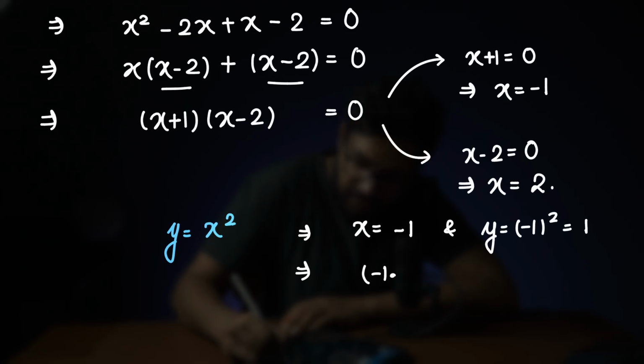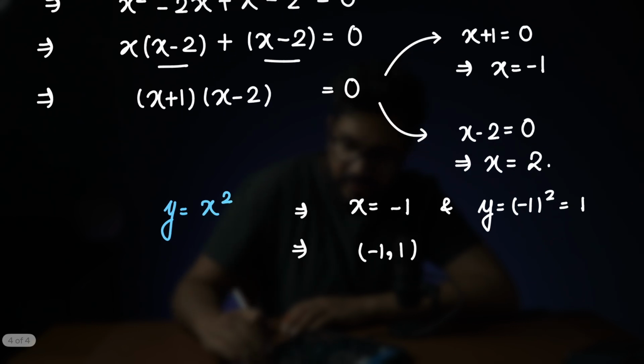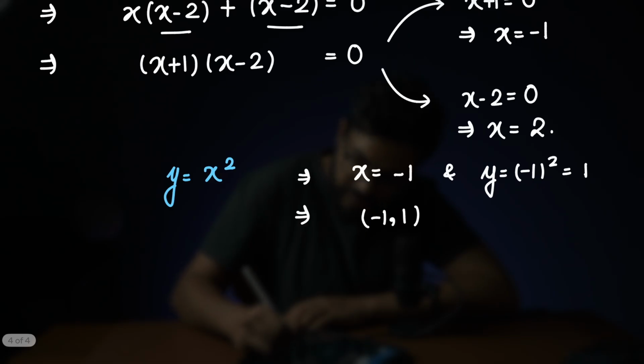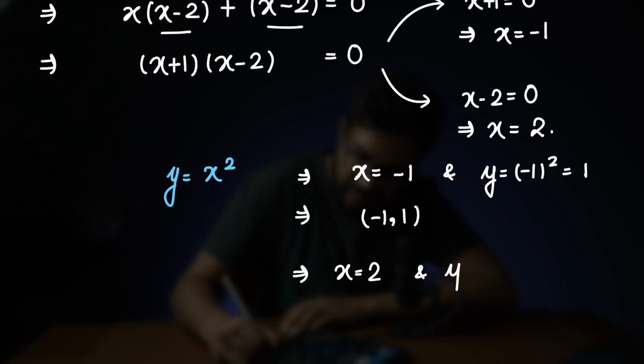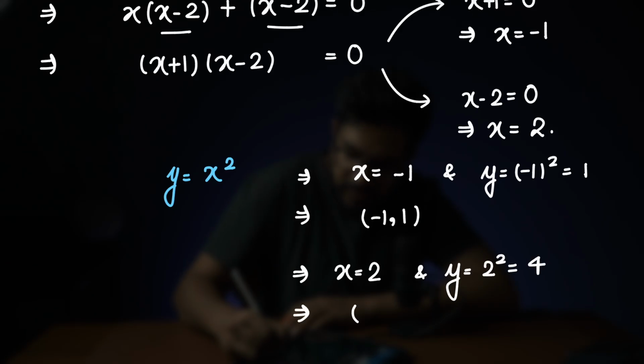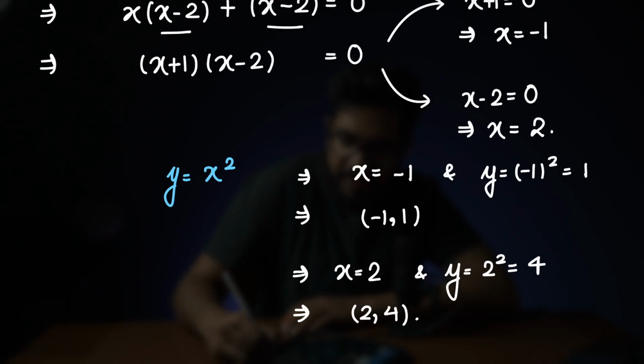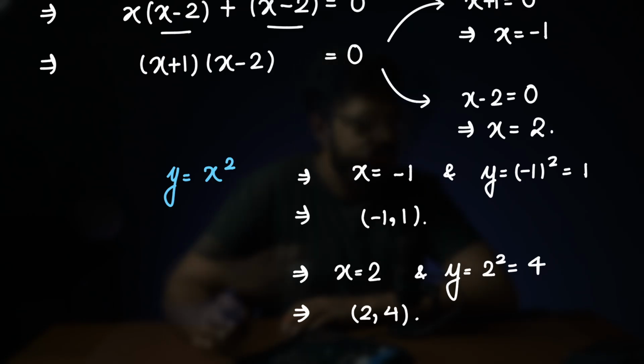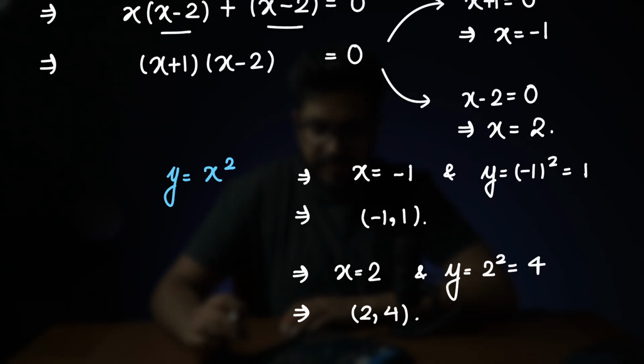So this means minus 1 comma 1 is one of the solutions. And for x is equal to 2, this implies the y value is 2 square, which is equal to 4. This means 2, 4 is another coordinate pair which satisfies both the equations. So now let's discuss one more example based on this.